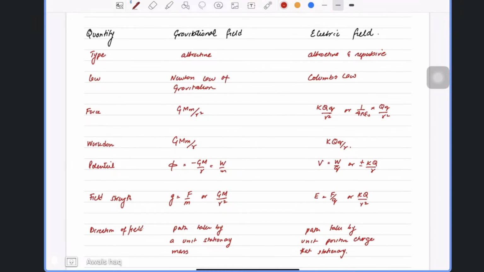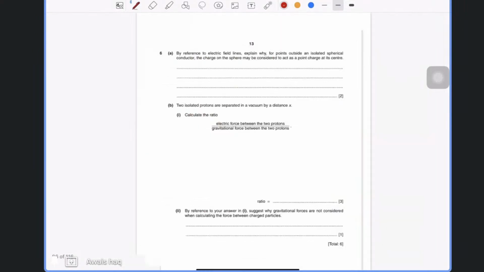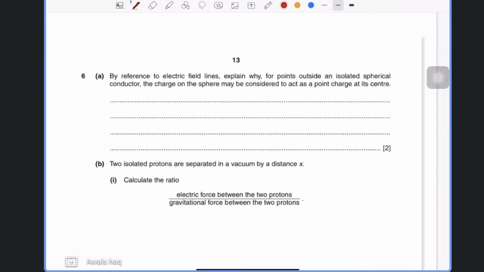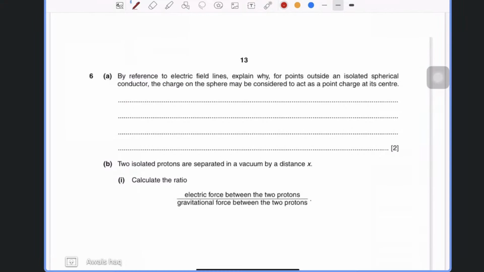Now we're going to go to a question like this, where it says, by reference to electric field lines, explain for points outside an isolated spherical conductor, the charge on the sphere may be considered to act as a point charge at its center. All right, what do you guys say about it? I already told you this.